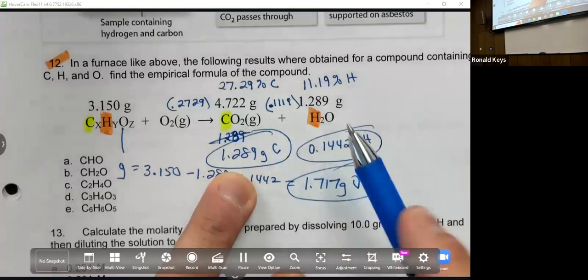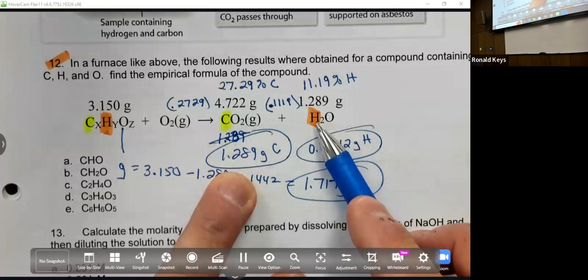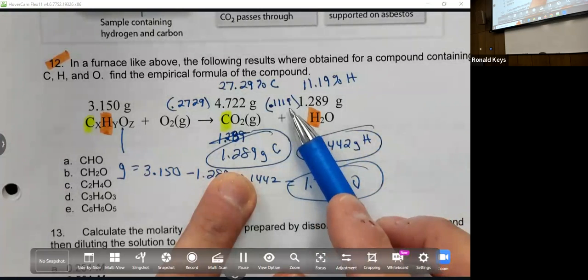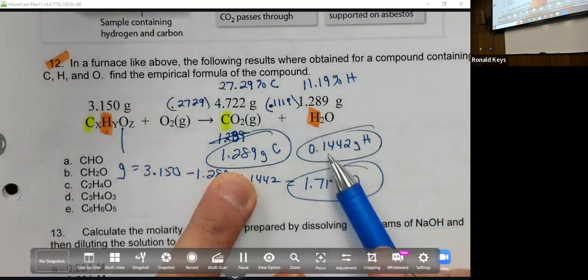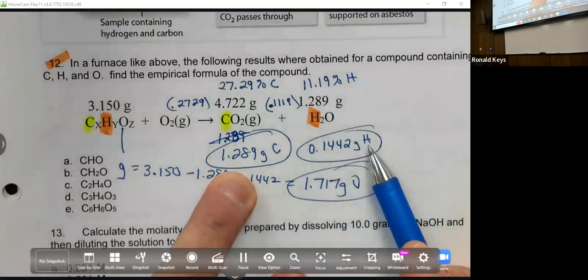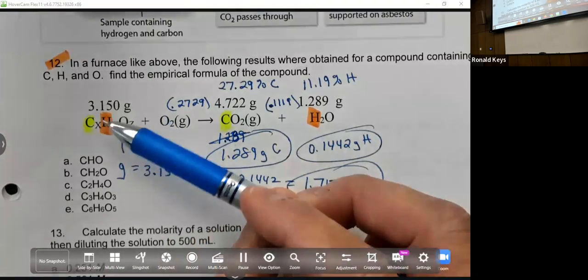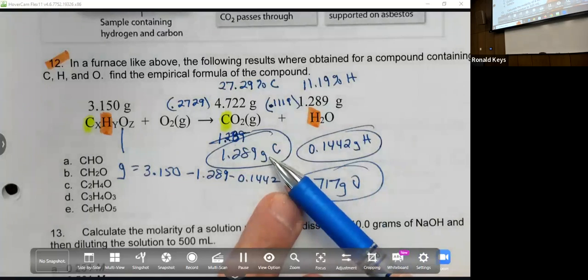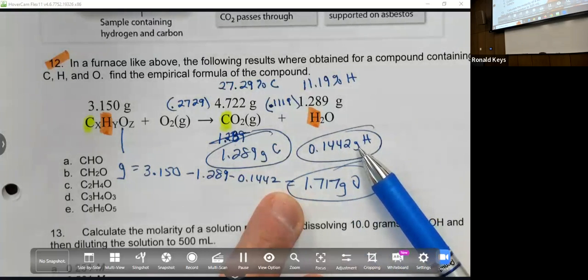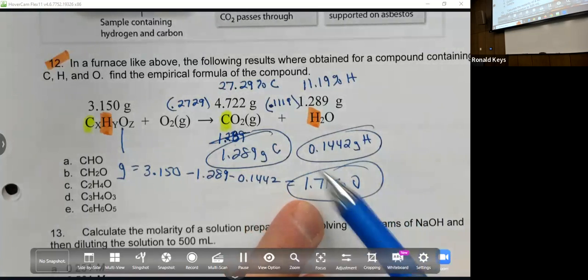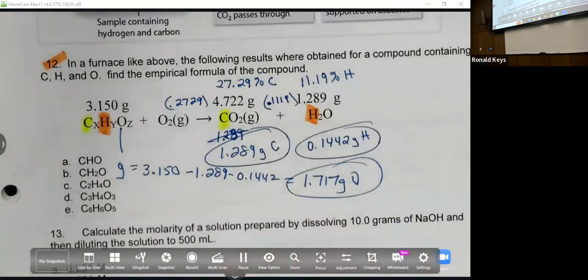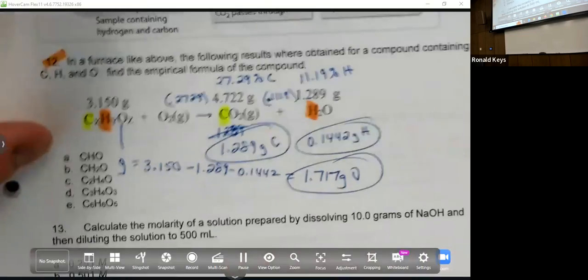Then the hydrogen from here goes into the water, and we know that the percent of hydrogen in H2O is 11.19%, or if we take 0.1119 times 1.289, we get 0.1442 grams of hydrogen. And then the rest of this hydrocarbon is oxygen. So if we take 3.15 minus the grams of carbon minus the grams of hydrogen, we get this for oxygen. And then we got to convert these to moles and divide by the smallest to get the empirical formula. So you're going to line these all up and convert them all to moles and divide by the smallest.